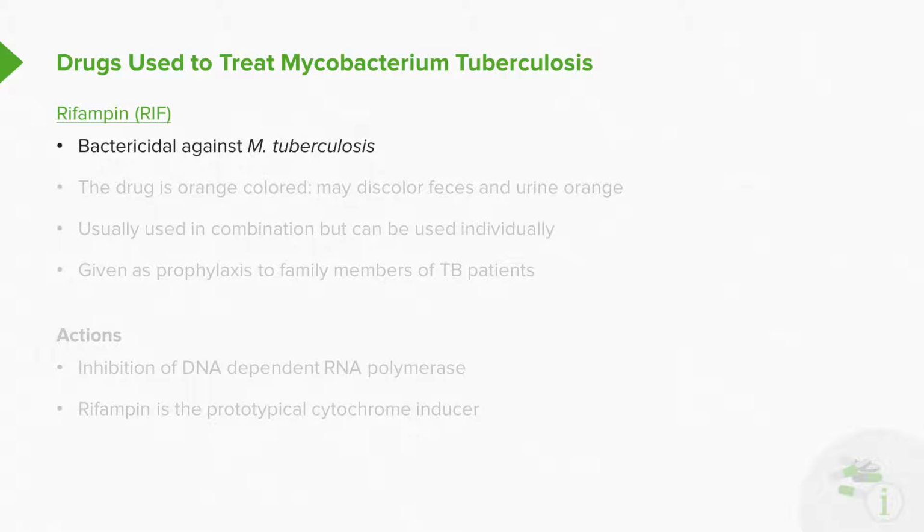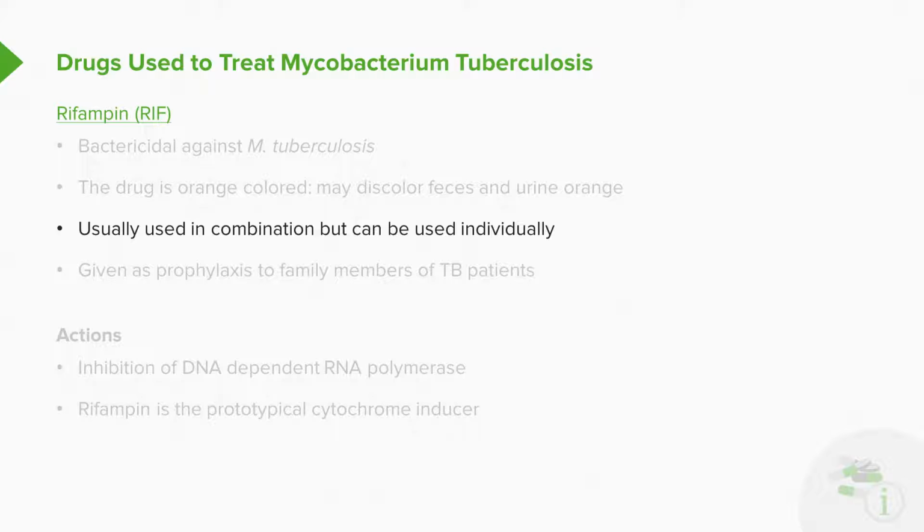Another agent that we use in TB treatment is rifampin. So rifampin, you became fairly familiar with it when we were talking about inducers and inhibitors of cytochrome. It's very bactericidal against Mycobacterium tuberculosis. Now remember that the drug itself is quite orange colored, so it may discolor urine and it may discolor the feces, and sometimes your patients come in freaked out because they're peeing out orange. Just reassure them that's totally normal with this pill.